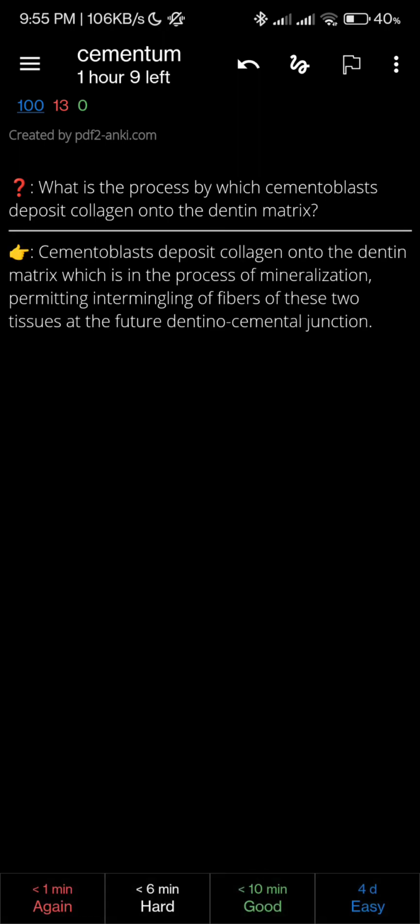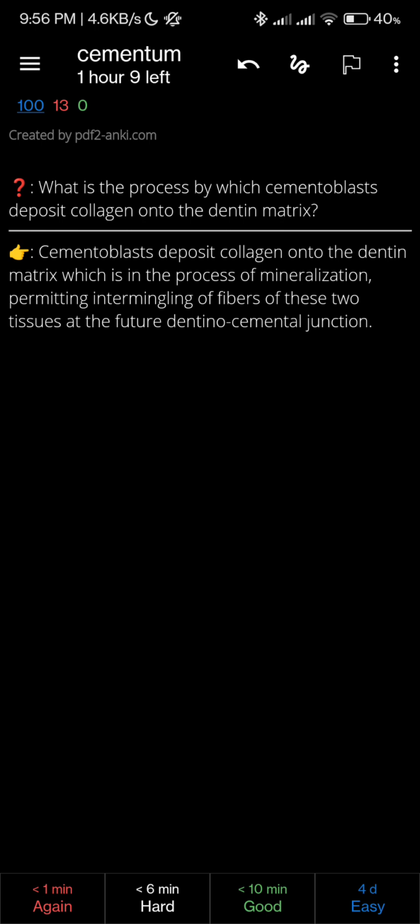What is the process by which cementoblasts deposit onto dentin matrix? Cementoblasts deposit collagen fibers onto dentin matrix in the process of mineralization, and this permits intermingling of fibers of the two tissues at the future dentinocemental junction.